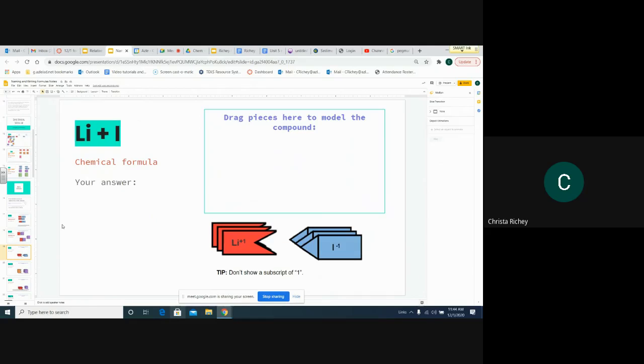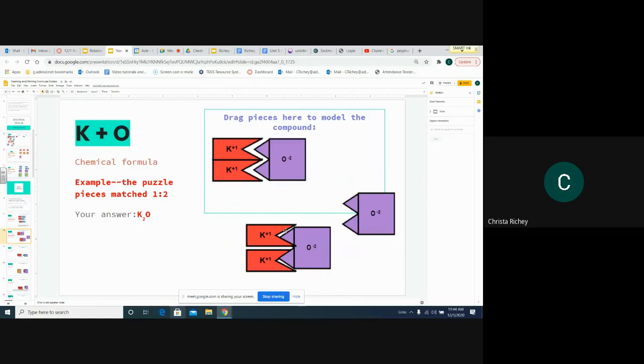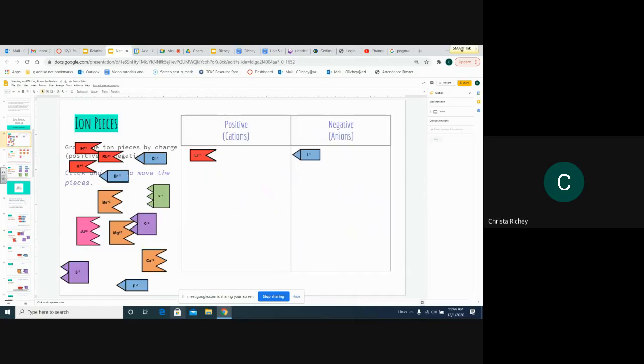And then you guys are going to be building your own. The whole point is to not have pieces sticking out. So that does not work. You have a missing hole. Now, sometimes, if I go back to this slide, sometimes they match up perfectly. And we have a 1-to-1 ratio. So the formula for aluminum nitride is just AlN. Once again, do not write a 1 as a subscript. If there's more than 1, then you need a subscript.